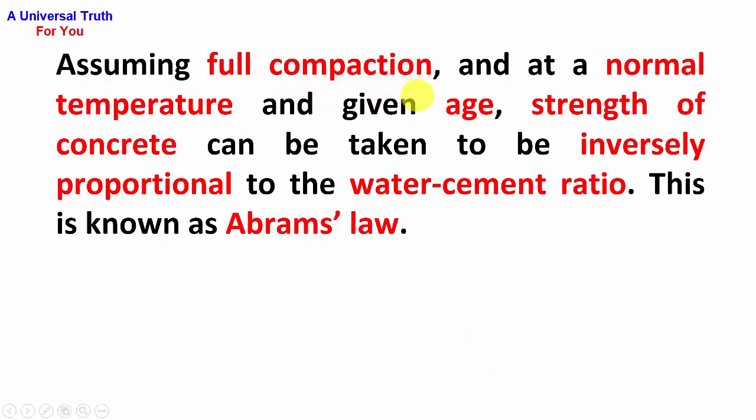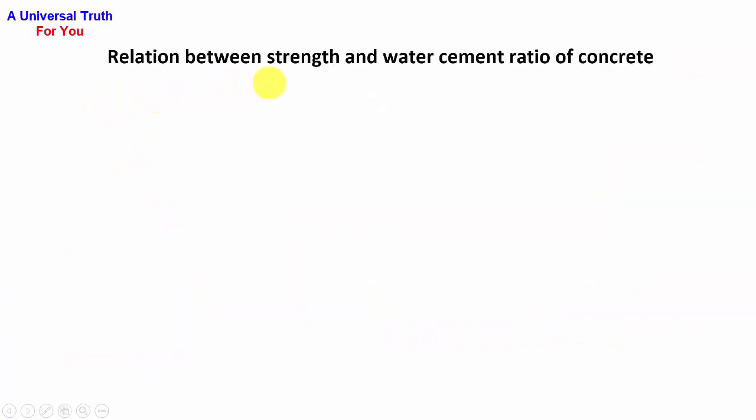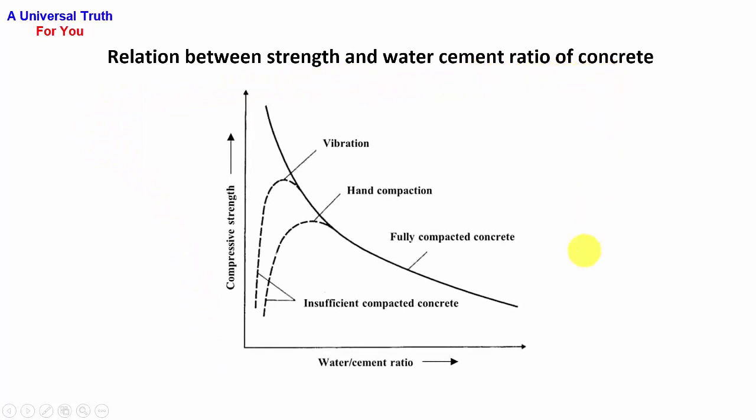Assuming full compaction and at a normal temperature and given age, strength of concrete can be taken to be inversely proportional to the water cement ratio. This is known as Abrams law. Figure shows this statement and also represents the effects of partial compaction on strength. So this is the figure of relation between strength and water cement ratio of concrete.